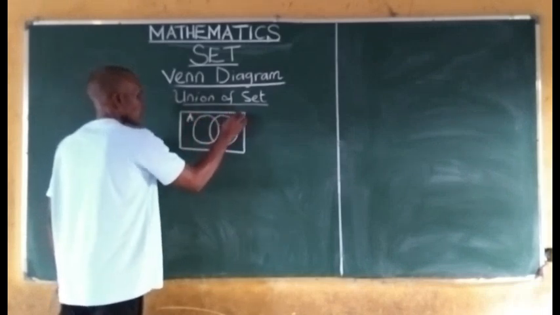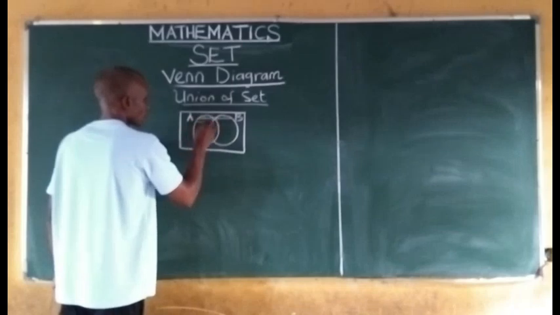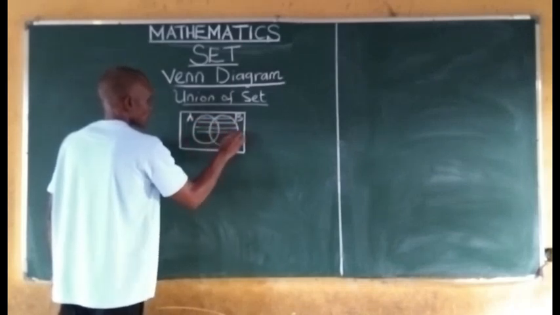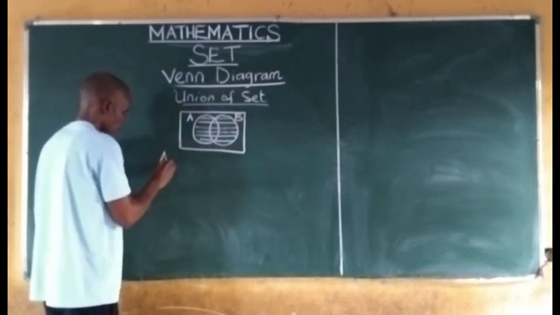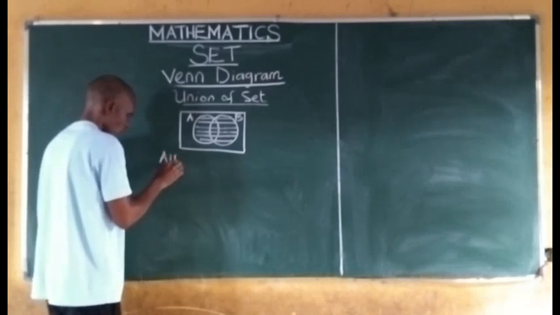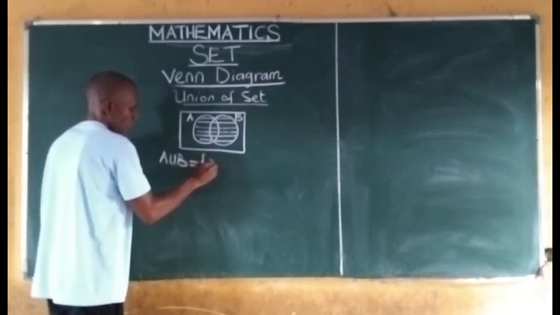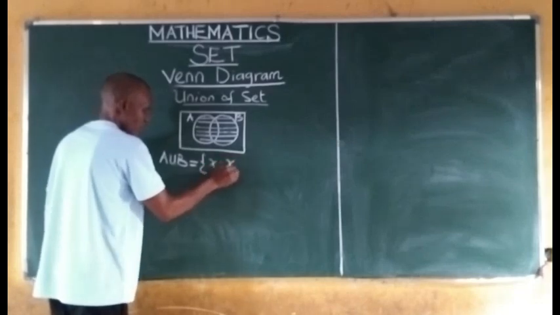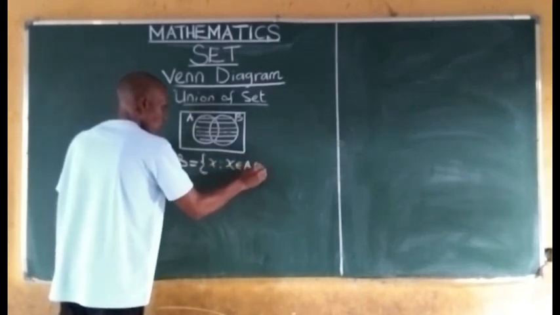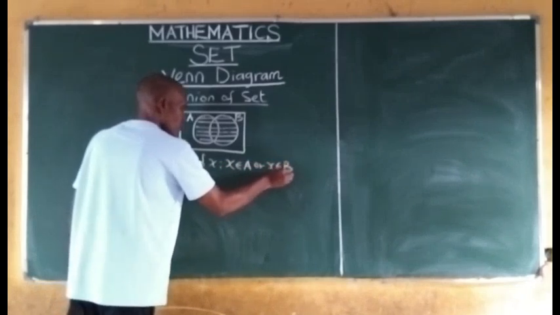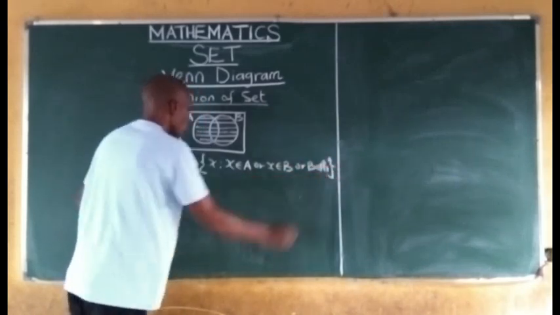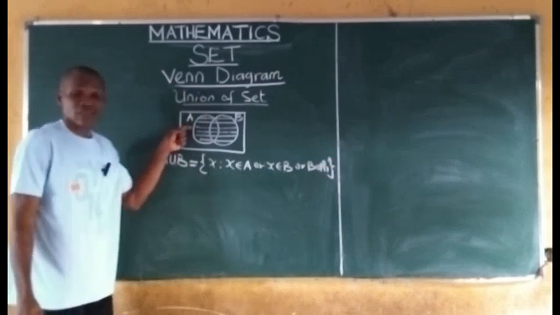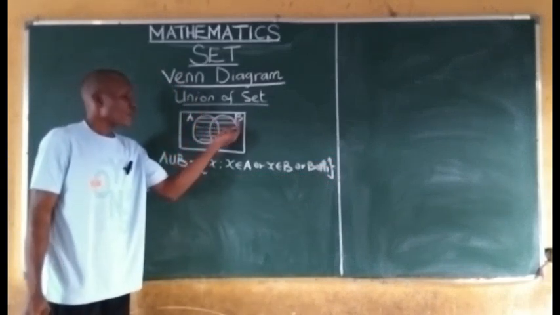If this is set A and this is set B, the union of sets can be written in this form. And in set notation, the union of sets can be written in algebraic notation like this: X is an element of A, or X is an element of B, or both. So it's a set of all elements in A and in B, or both of them.